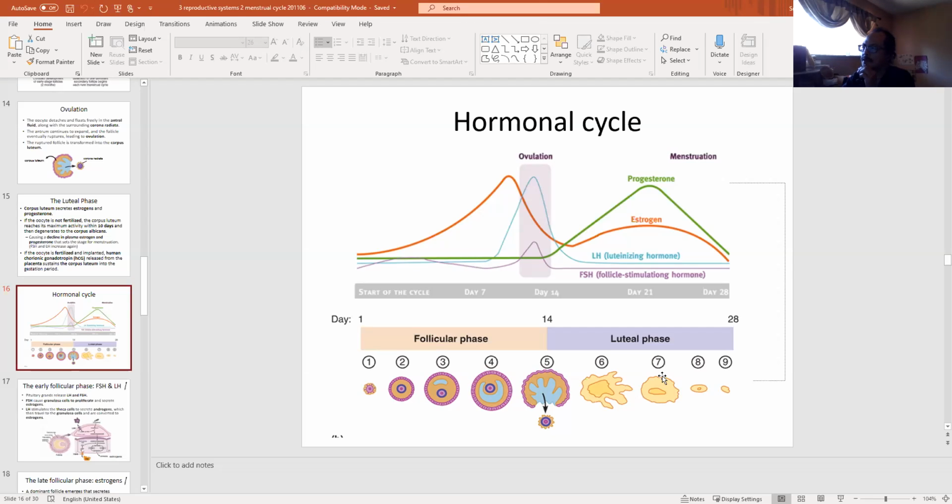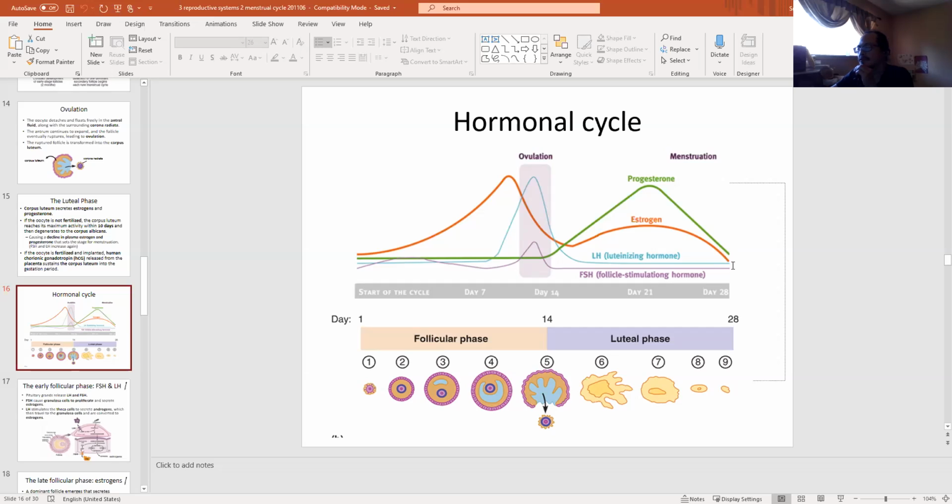If there's no implantation, then the corpus luteum will degenerate. And when it degenerates, the amount of estrogen and progesterone will decrease. Once they are increased at this level, they suppress the FSH and LH. And because these two are suppressed, the other follicles remain undeveloped only until this corpus luteum degenerates.